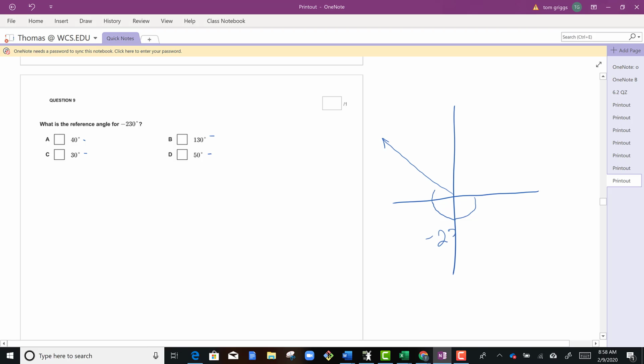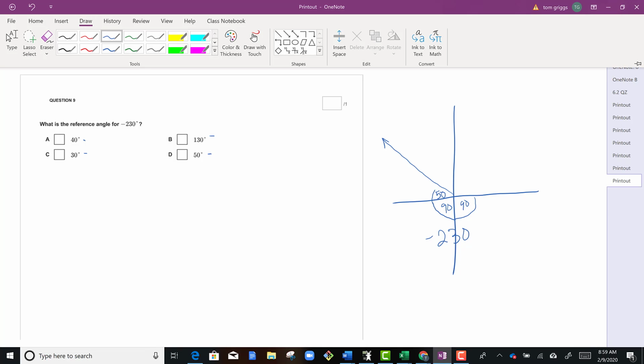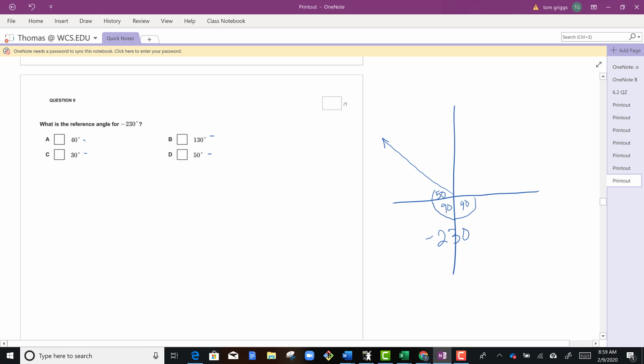There's negative 230 altogether. But if we know this piece is 90, this piece is 90, this piece is 50. By definition, the reference angle is the shortest distance to the x-axis. So here it is. The terminal side of that angle's shortest distance to the x-axis is 50 degrees.